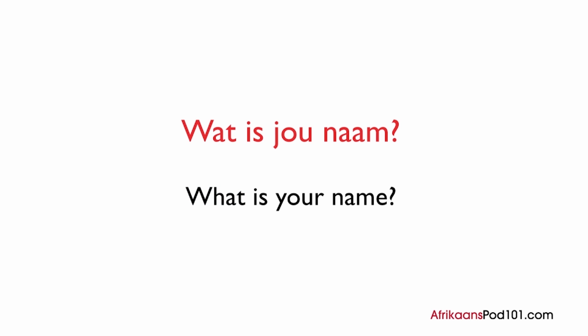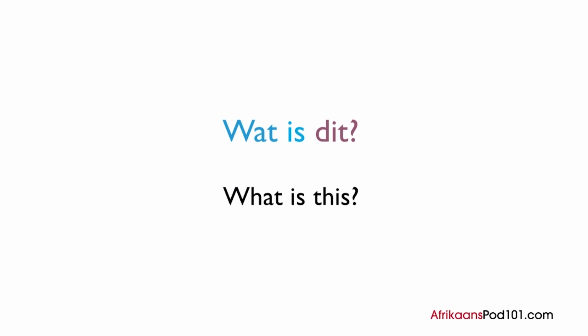If you want to ask someone's name, you could ask, wat is jou naam, which literally means, what is your name? Wat is jou naam? Here, wat is the first word, followed by is, which is the same as the English is, and finally comes jou naam, which means your name. To ask, what is this, just say, wat is dit? Again, wat comes first, followed by is, which is. Then we just have dit, meaning this. Wat is dit?